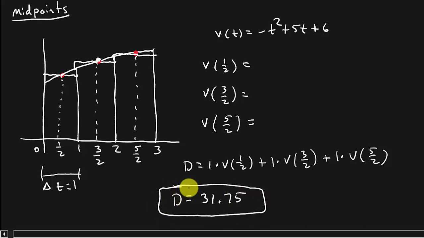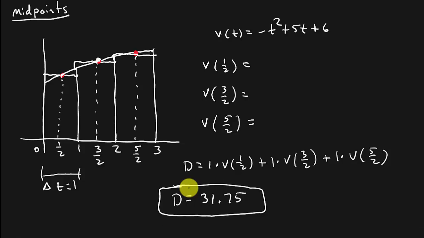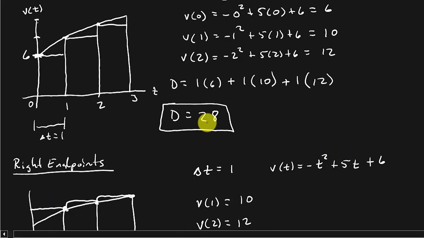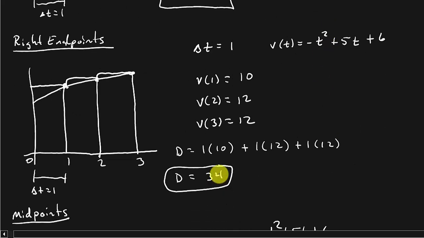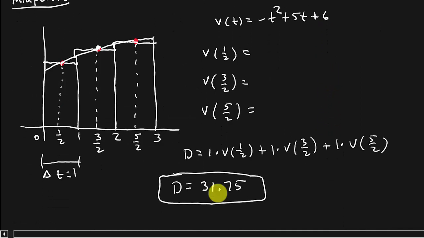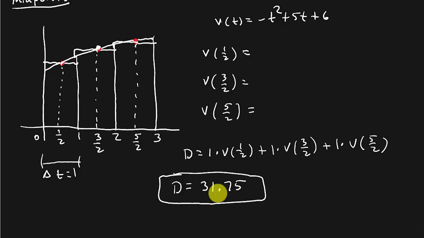All right, so we've approximated the distances, and we've gotten different answers on everything. Look at that. On this one, when we did left endpoints, we got 28. When we did right endpoints, we got 34. And when we did midpoints, we got 31.75. So those are approximate answers. I wonder if any of them are exactly right. Okay, well, let's see.